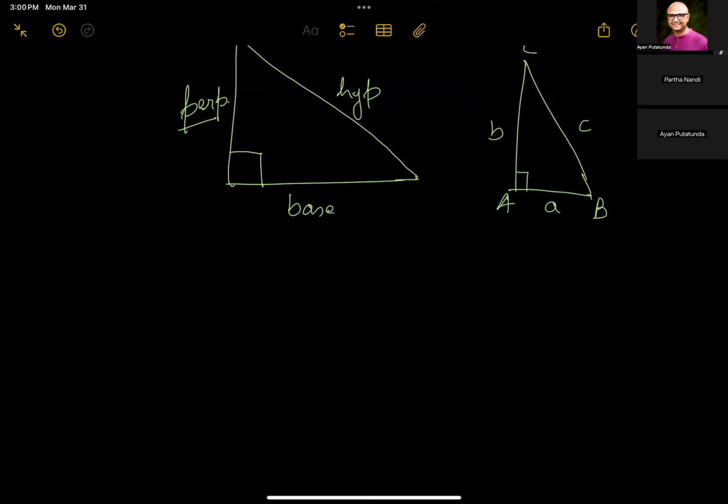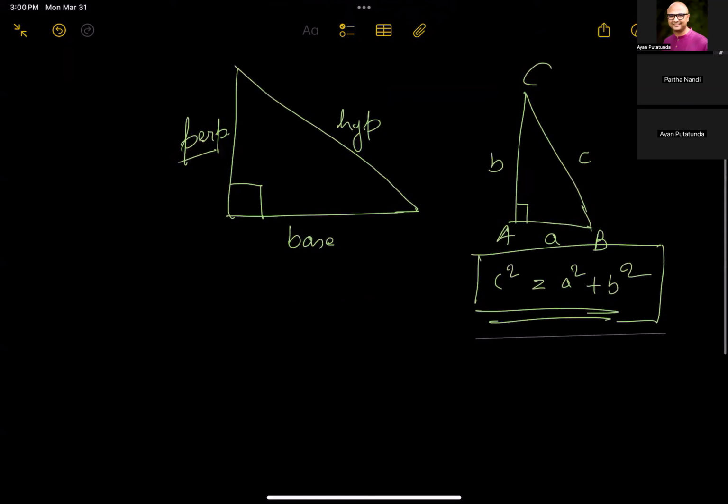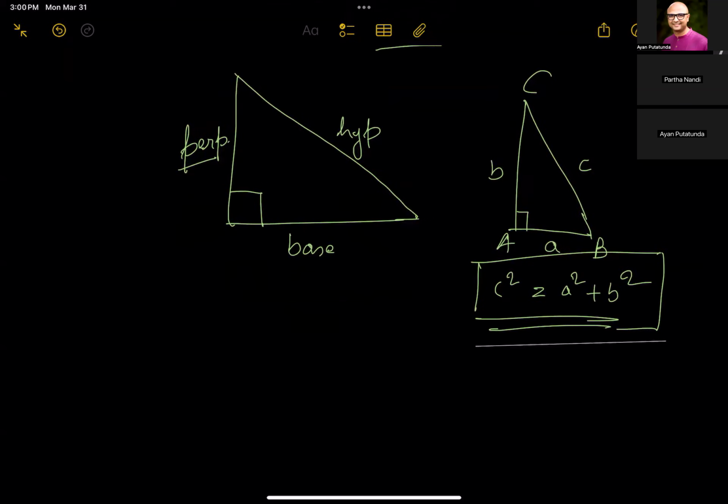So what does Pythagoras theorem tell us? It tells us C square equals A square plus B square. Correct? You understand this, correct? Any confusion? We remember the Pythagoras theorem, correct? That the hypotenuse square equals the perpendicular square plus base square, right? That is the Pythagoras theorem.